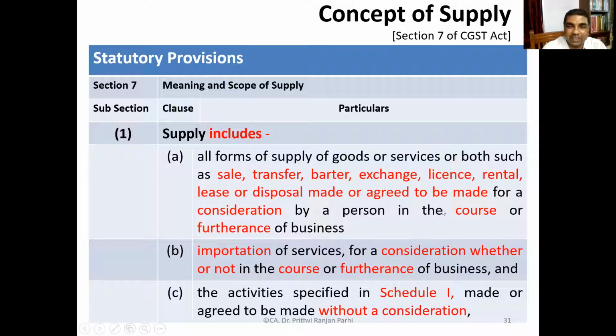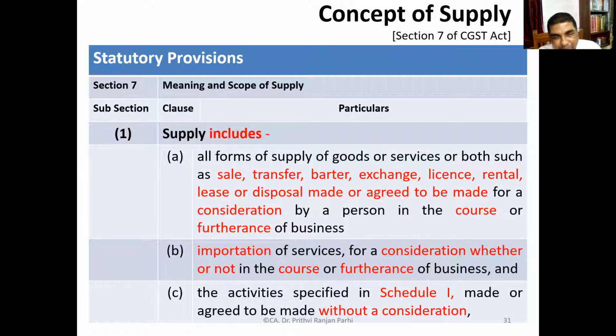Other than that, in absence of that, it cannot be considered as supply. But in the second case, if it is related to importation of services, and it's for a consideration, then it may be in the course of business or may not be in the course of business. Now, point C talks about activities specified in Schedule 1 made or agreed to be made without consideration. So here is a list of activities which can be made or may be agreed to be made without consideration, but still they will be regarded as supply.